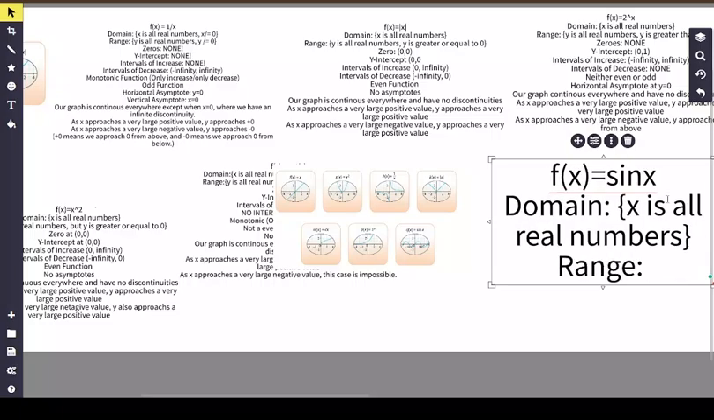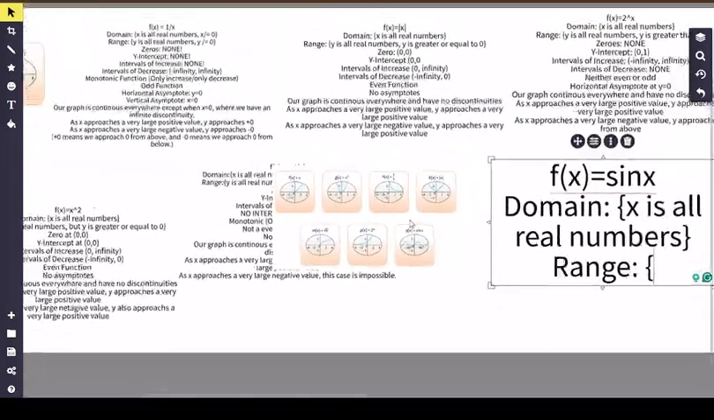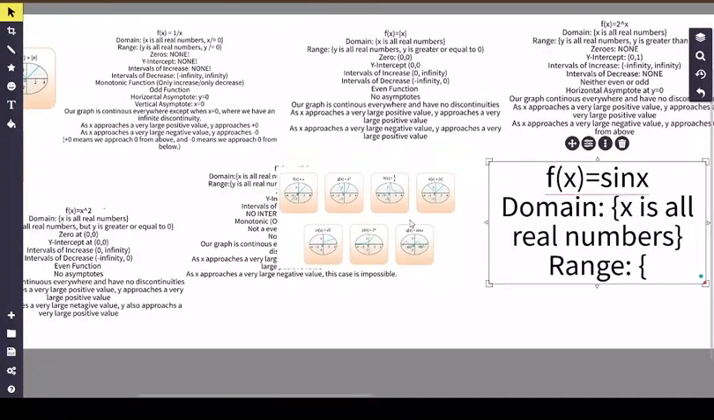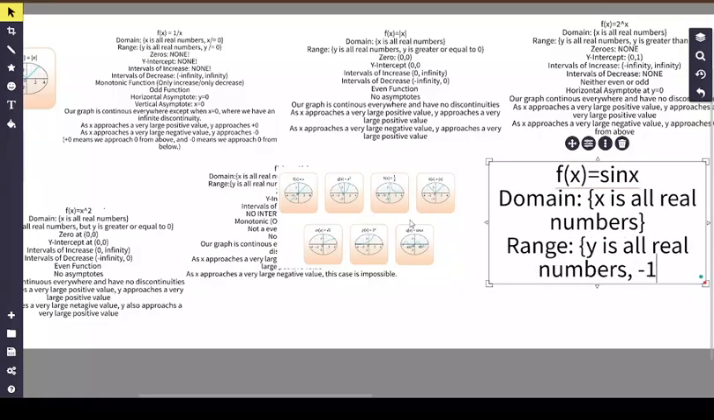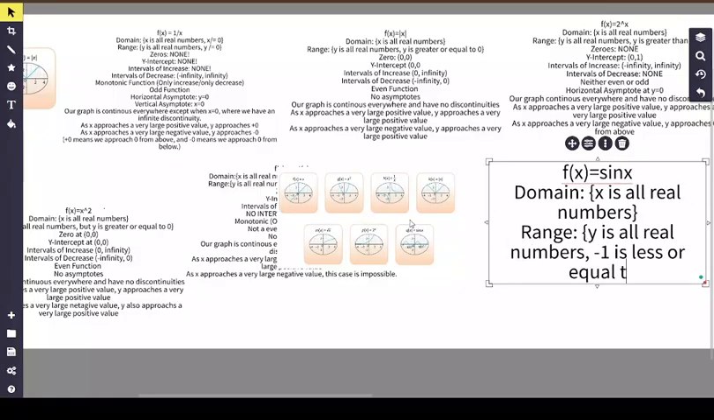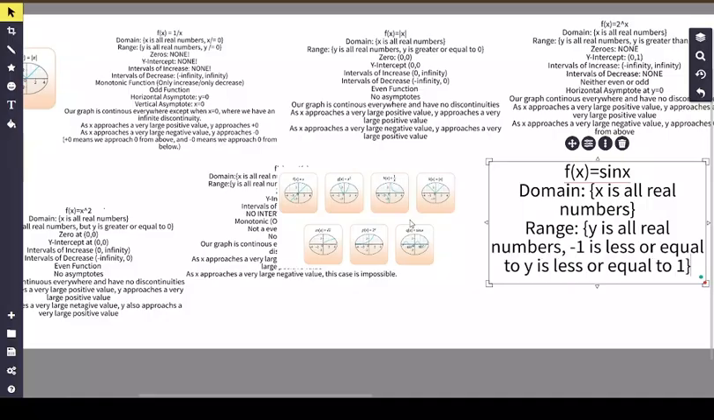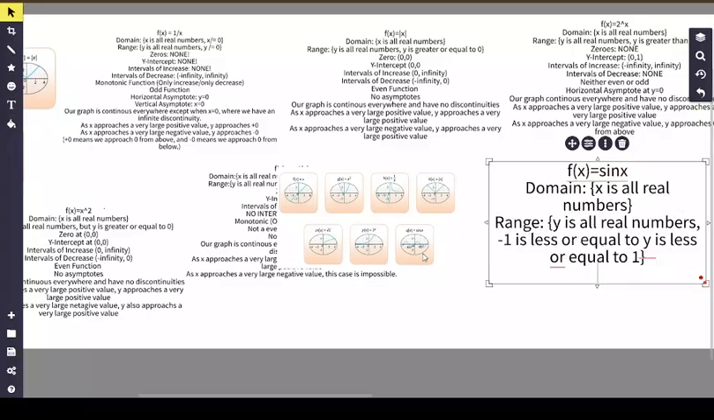But range, here's an interesting part. It is bounded. Notice when we look at this graph, sine x is a bounded function. The range is negative 1 is less than or equal to y is less than or equal to 1. It's bounded from negative 1 to 1. Y could be any value in between, but it could never exceed this. It can't go anywhere else.